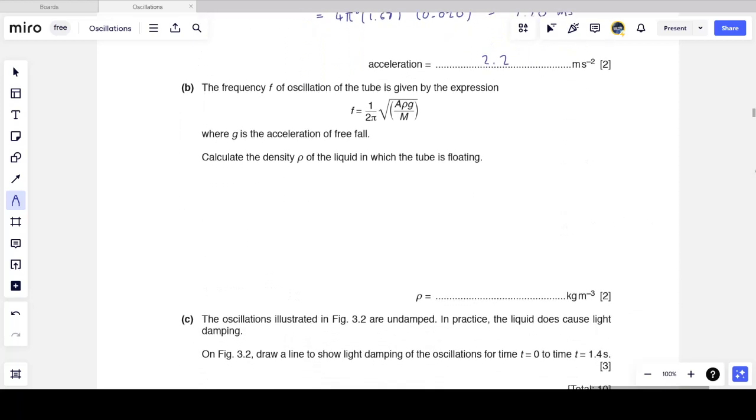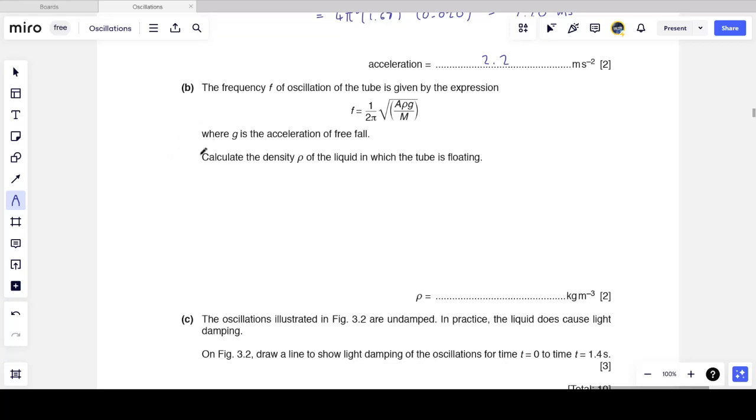We are then told that the frequency f of oscillation of the tube is given by this expression, 1 over 2 pi times the square root of a rho g over m, where g is the acceleration of freefall. And we are asked to calculate the density rho of the liquid in which the tube is floating. Now we can see that this question is 2 marks, so it shouldn't be too much mathematics.